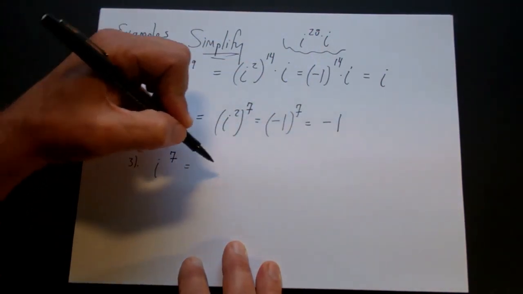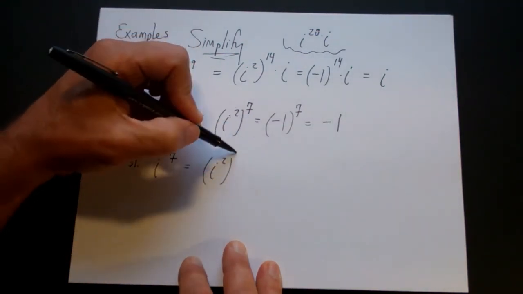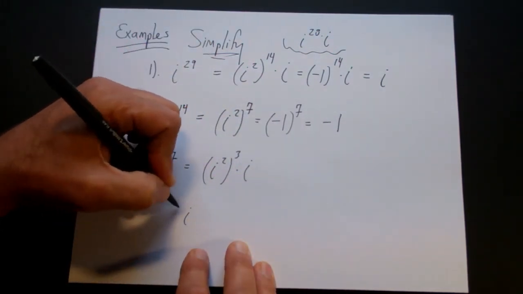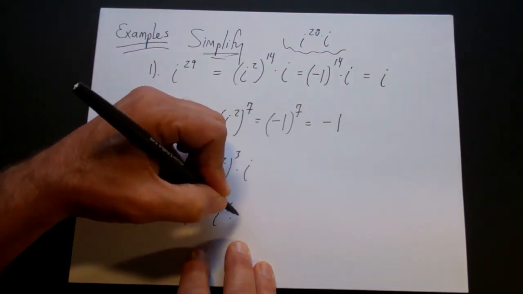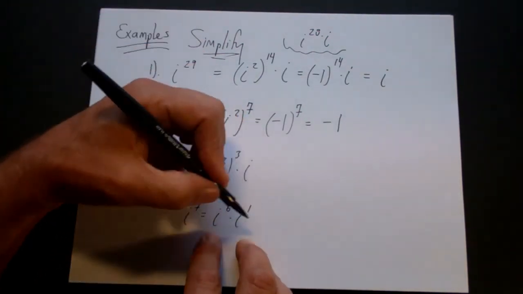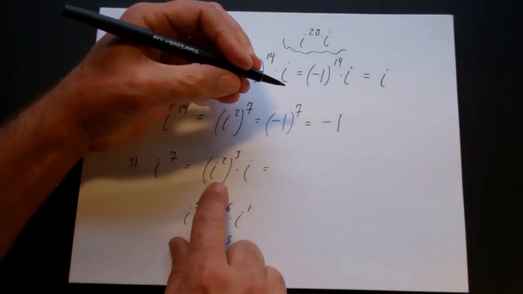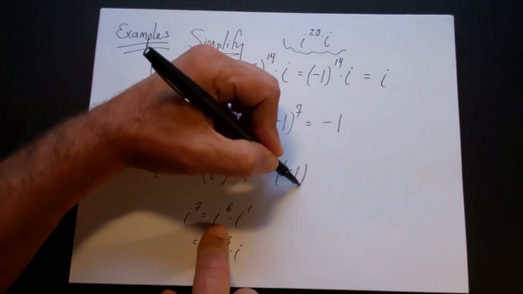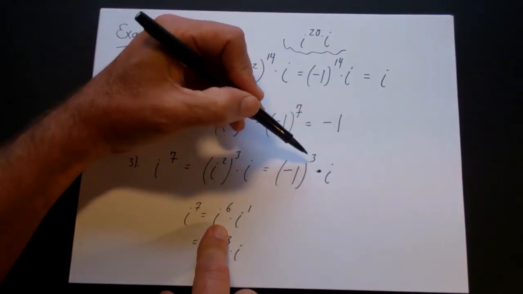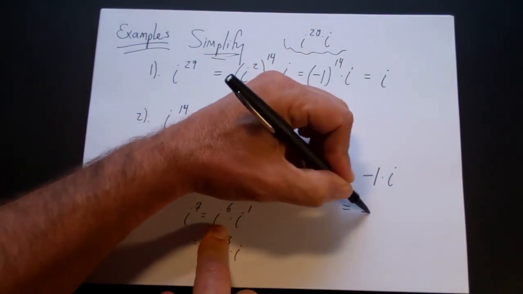I to the 7th is I squared to the 3rd times I, right? How did I do that? Let's think about that. I to the 7th is equal to I to the 6th times I to the 1, right? And then I to the 6th is I squared raised to the 3rd power. I squared is minus 1. Remember, we've memorized that. So that's minus 1 to the 3rd times I. Minus 1 to the 3rd is going to be negative 1 times I, and your answer is minus I.